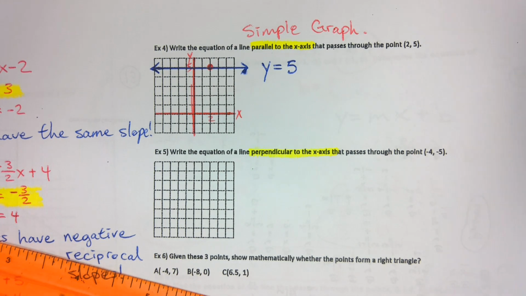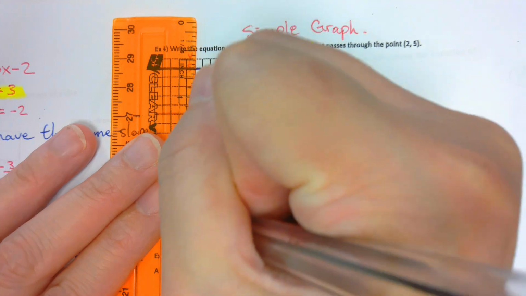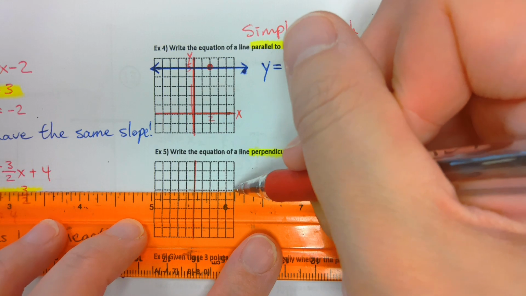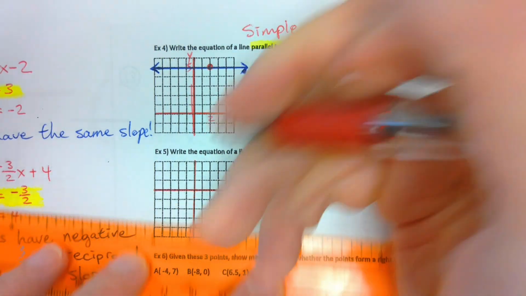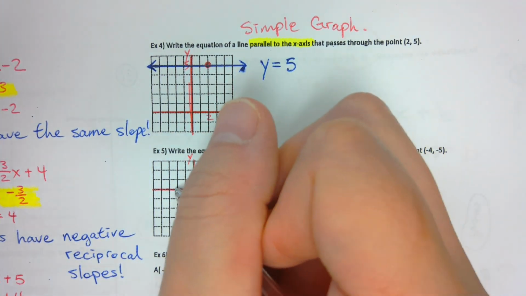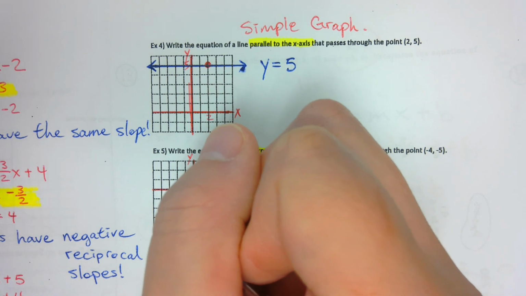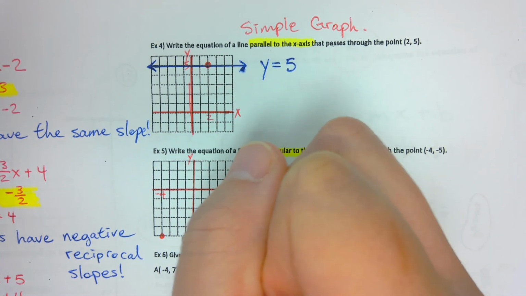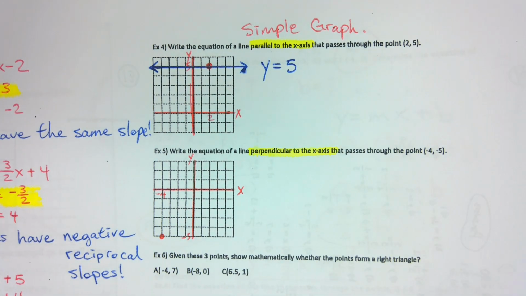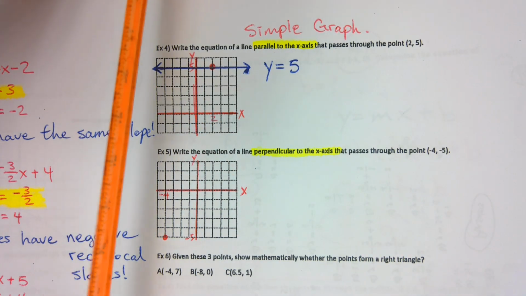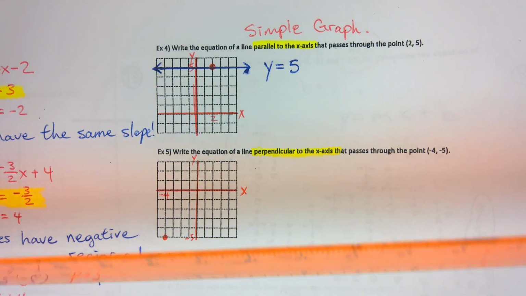Okay, so let's try example 5 right here. Okay, (-4, -5). So that's x, that's y. I want it to go through the point (-4, -5). 1, 2, 3, 4, 5. So -4 and -5 right here. I want it to be perpendicular to the x-axis. So am I drawing a horizontal or a vertical? I want it perpendicular to the x-axis.